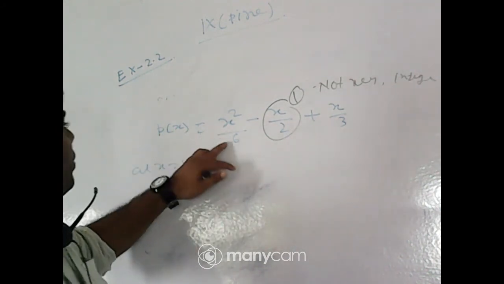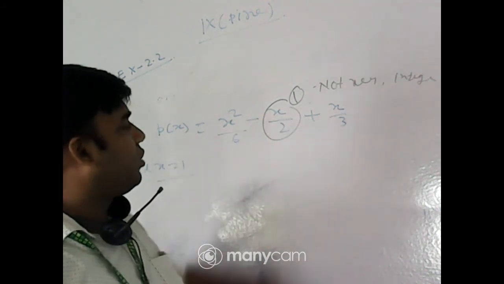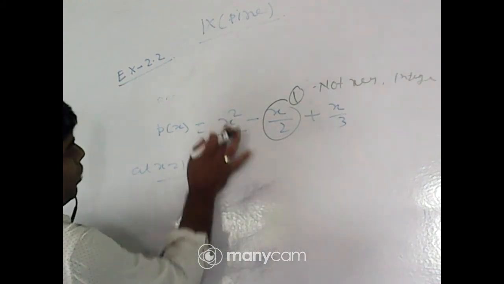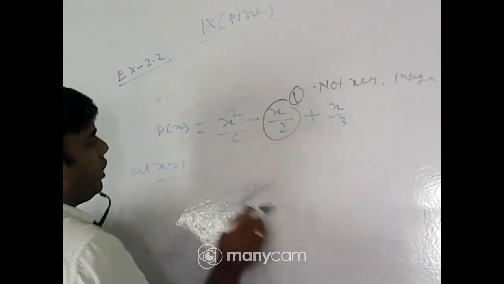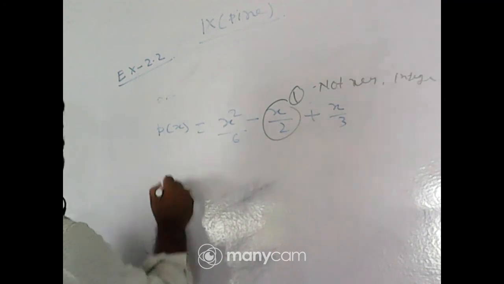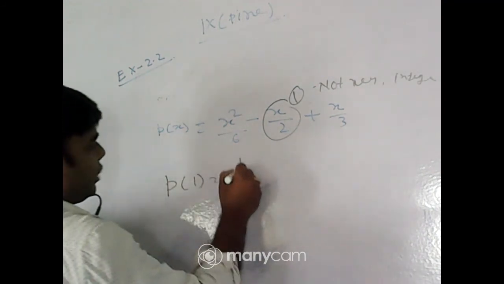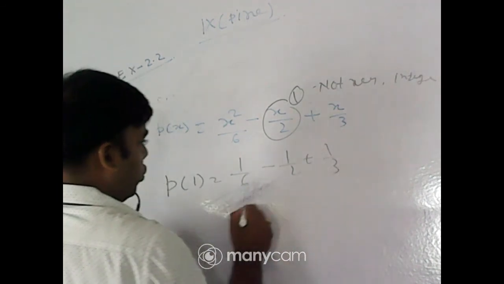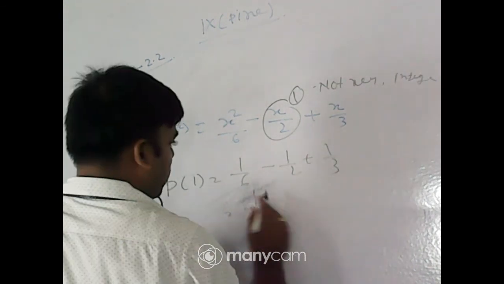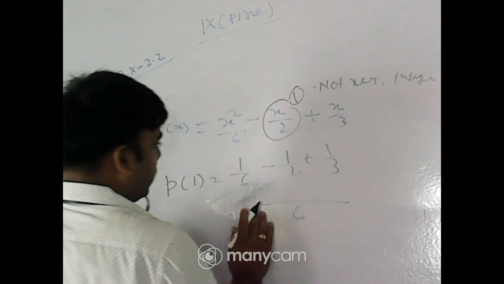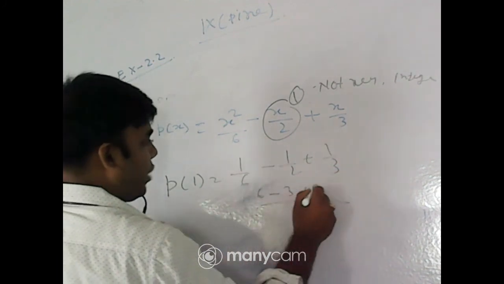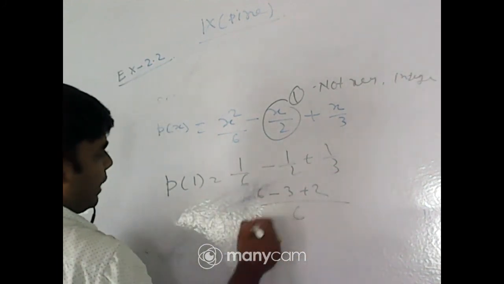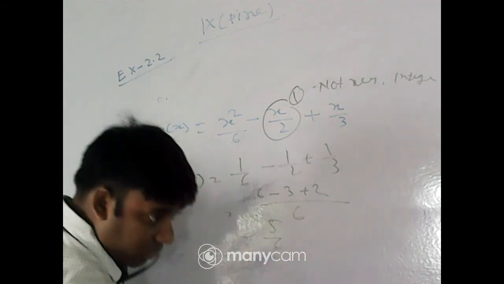p(x) equal to x square minus 6 minus x by 2 plus x by 3. So it's very easy, students. p of 1 is 1 by 6 minus 1 by 2 plus 1 by 3. So 1 by 6, LCM 6, that will be 6 minus 3 plus 2. 8 minus 3, 5 by 6 is the answer.